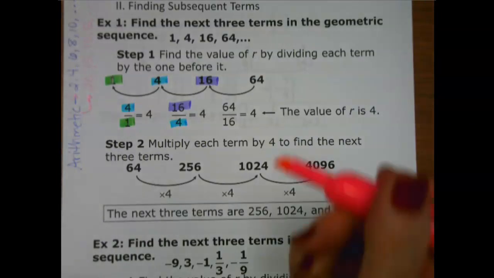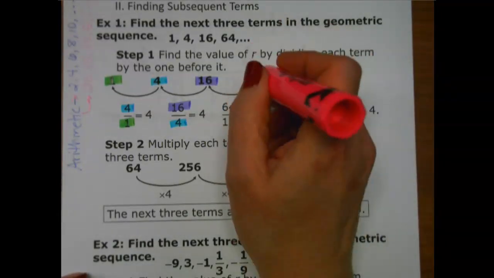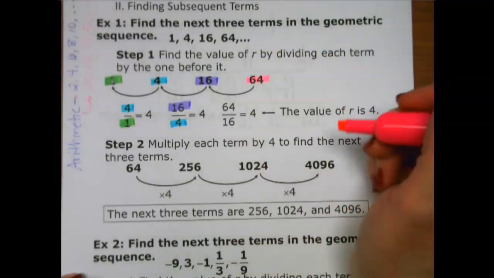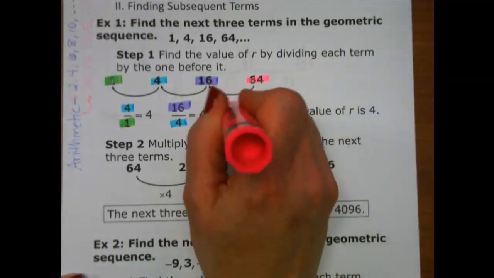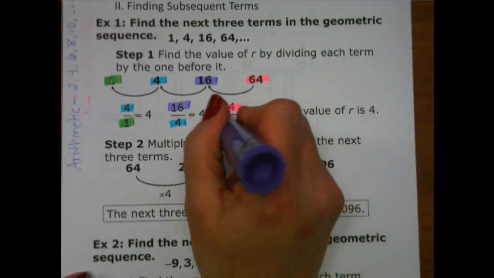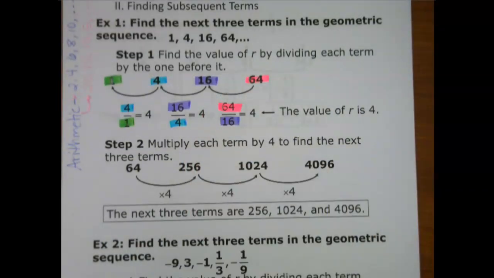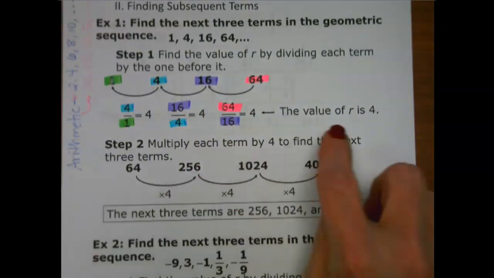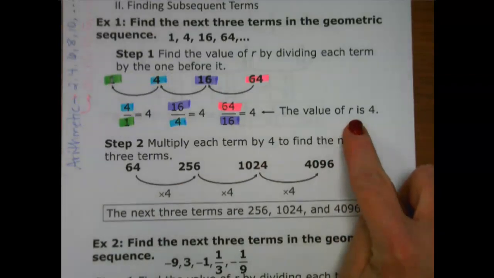All right, my next term is 64. I'm just double checking to make sure it's actually a geometric sequence. I do 64, I divide it by the previous term, which was 16, and it's still 4. So my common ratio is 4. The value of R is 4.